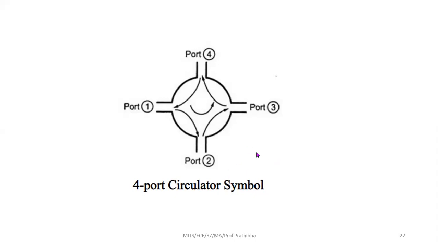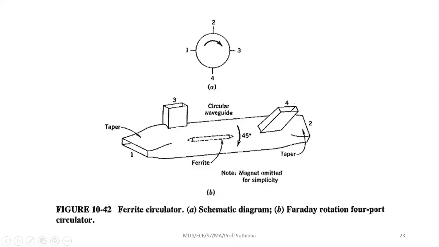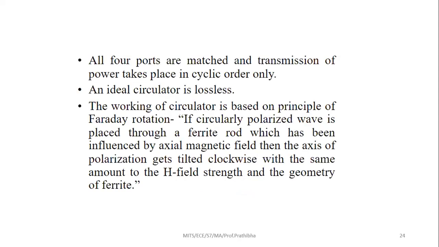So what does a phase shifter do? A phase shifter gives you a 180-degree phase shift, and a circulator gives you nothing but a cyclic movement, right? Port 1, 2, 3, 4, cyclic movement. So you have to remember a circulator, and you have to remember the phase shifter. Magic T you already know.